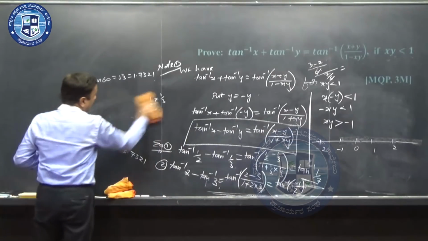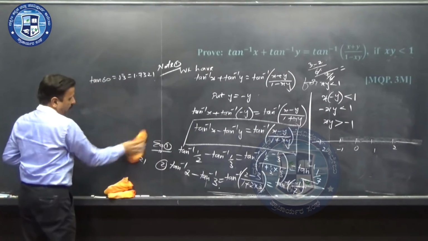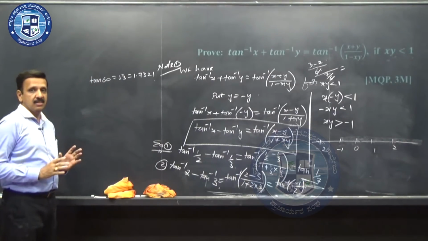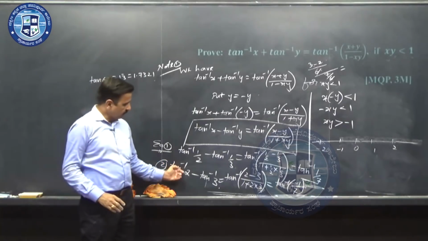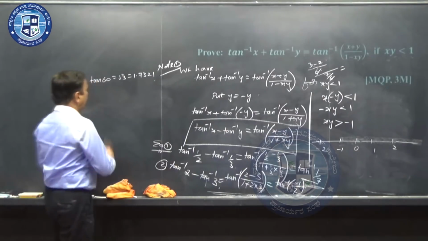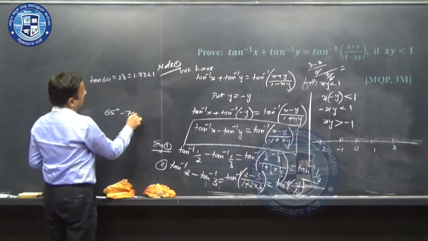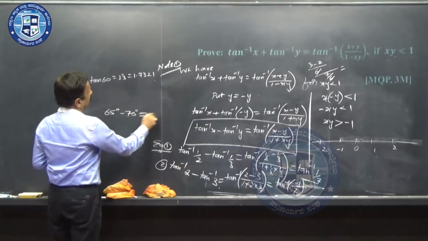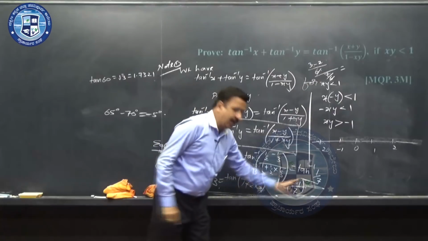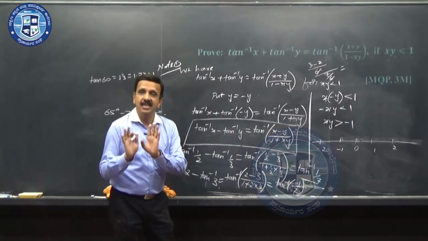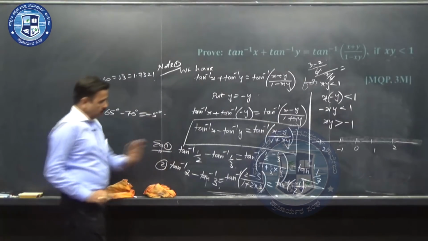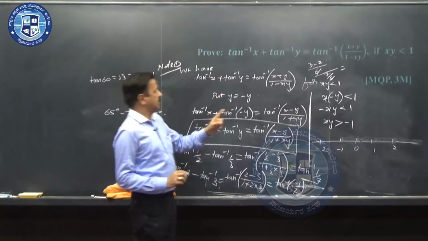So, this analysis you must understand before competitive exams, this type of analysis will help you a lot. So, tan inverse 2 is approximately 65 degree, tan inverse 3 is 70 degree. So, 65 degree minus 70 degree is approximately minus 5 degree, and tan inverse minus 1 by 7, tan inverse negative is in 4th quadrant. The answer is negative and you are getting a negative answer here. So, it holds good. That is why these conditions are very important.